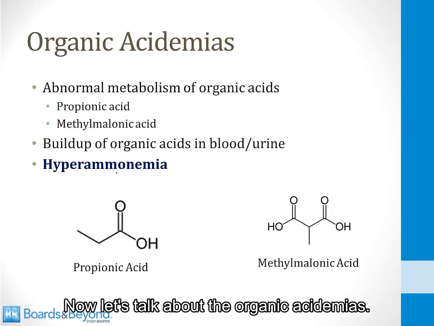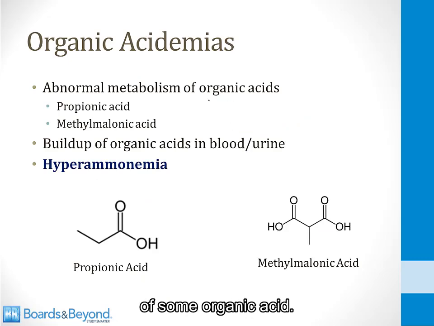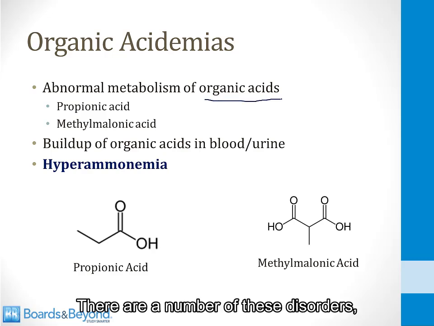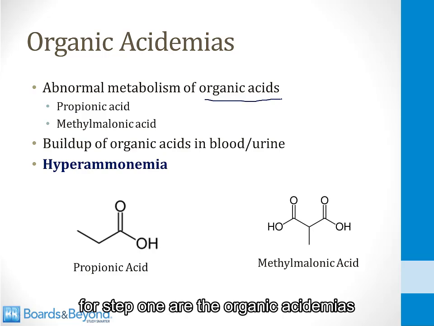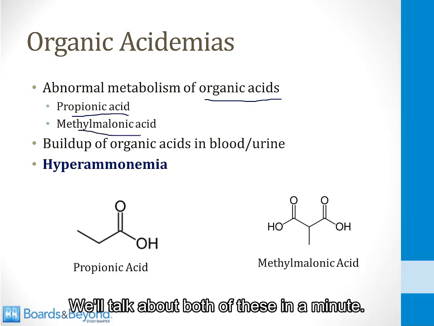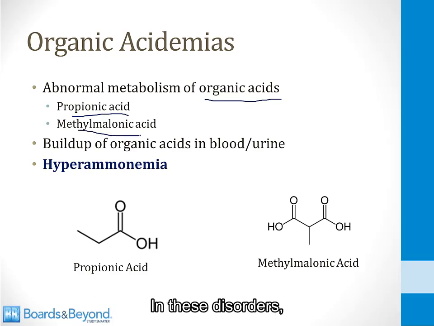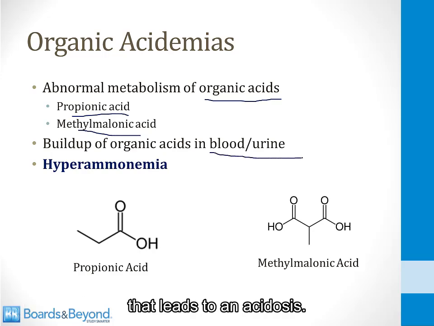Now let's talk about the organic acidemias. These are disorders in which there is abnormal metabolism of some organic acid. There are a number of these disorders, but the two that you should be familiar with for step one are the organic acidemias that involve propionic acid and methylmalonic acid. We'll talk about both of these in a minute. In these disorders, there is buildup of organic acids in the blood and urine. That leads to an acidosis.